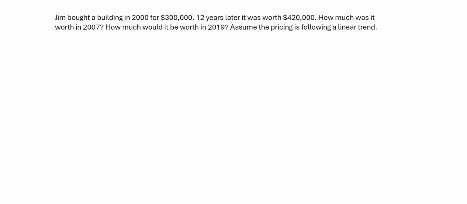Let's get started. Jim bought a building in 2000 for $300,000. 12 years later, it was worth $420,000. How much was it worth in 2007? And how much would it be worth in 2019? Assume the pricing is following a linear trend.